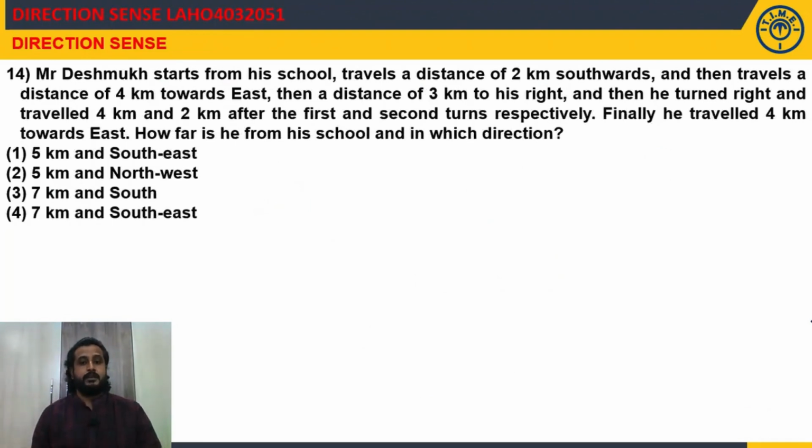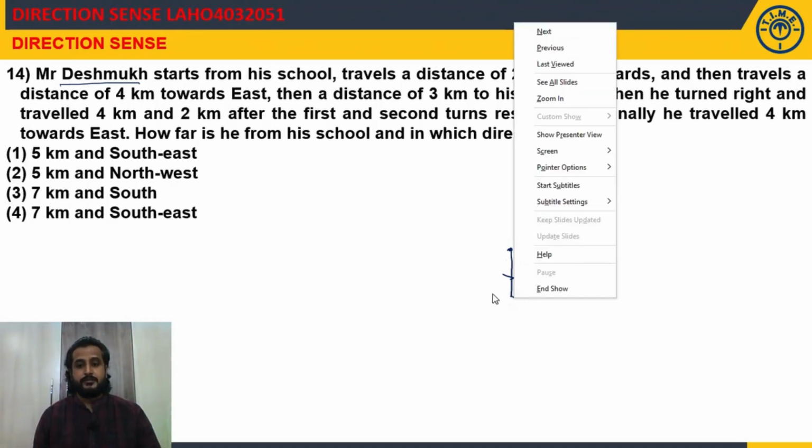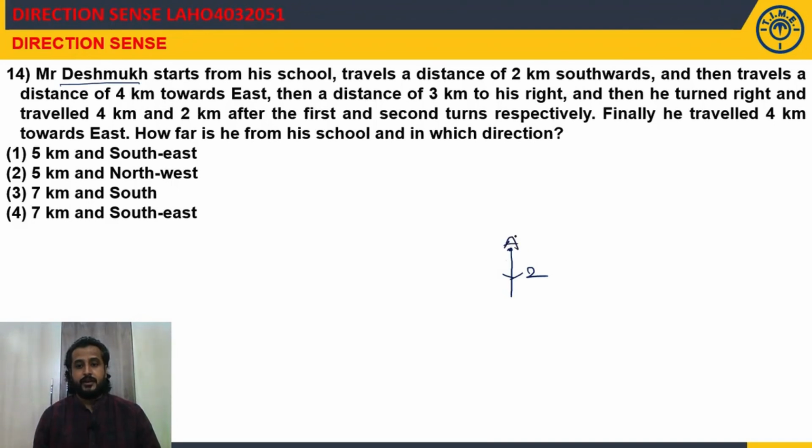Question number 14. Lengthy data, but procedure will remain same. What is given? Mr. Deshmukh starts from his school, travels 2 kilometers southwards. Okay. Let's say it is a starting point. So 2 kilometers south. And then travels a distance of 4 kilometers east. So from this location, okay, let's say it is starting point A. You will get the clarity. It is starting point B.